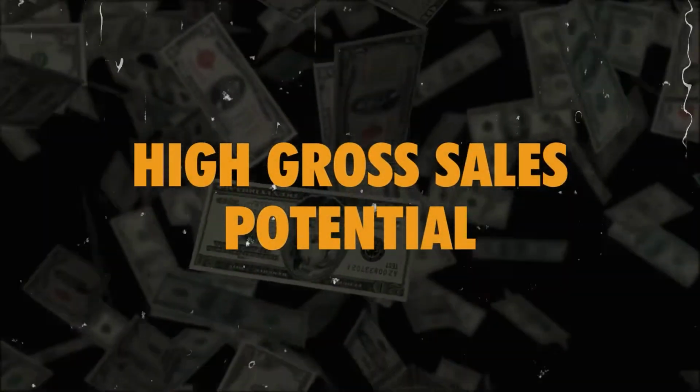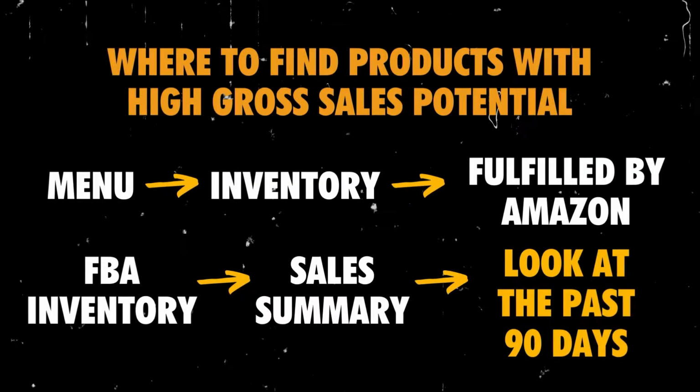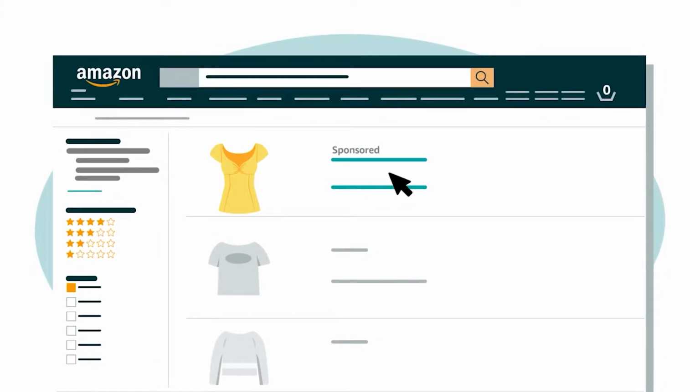They also look at products with high gross sales potential, and I'll show you where to find that. Go into your menu, go to inventory, go to fulfilled by Amazon, go to FBA inventory, sales summary, and look at the last 90 days. And that's where you'll find those products with high gross sales potential. Now, the next step is obviously to go and create campaigns based on those suggested products and start advertising.